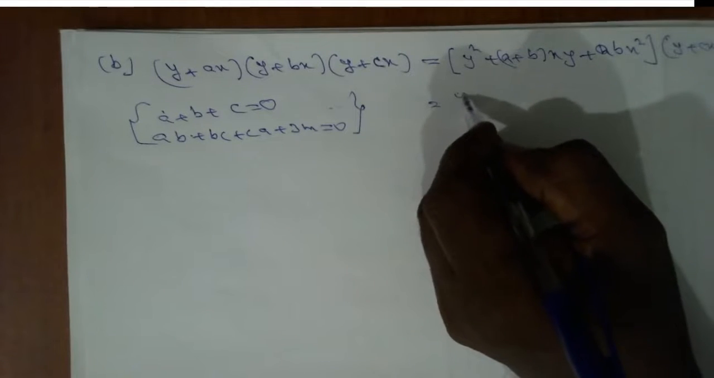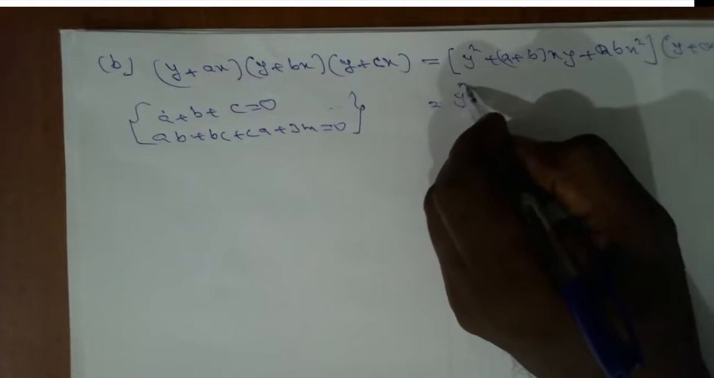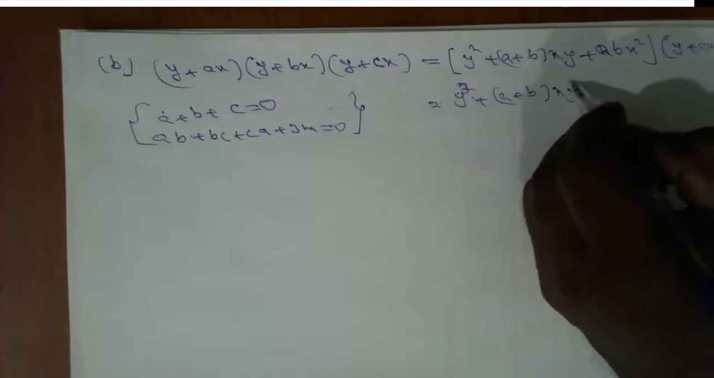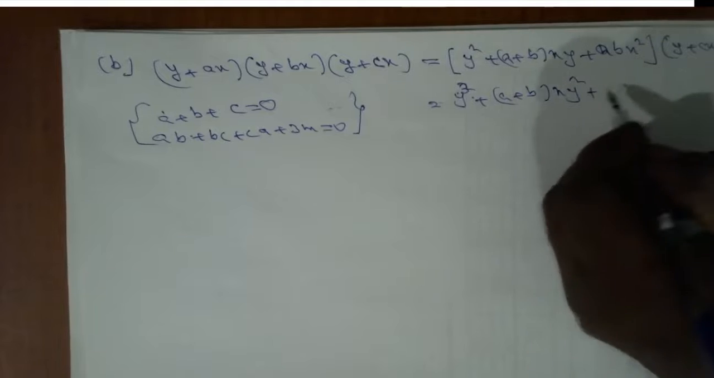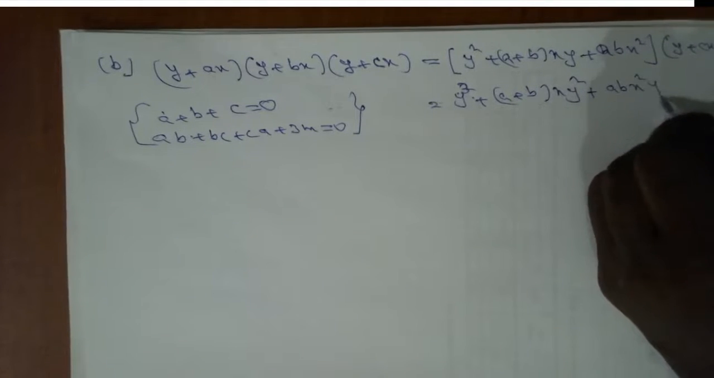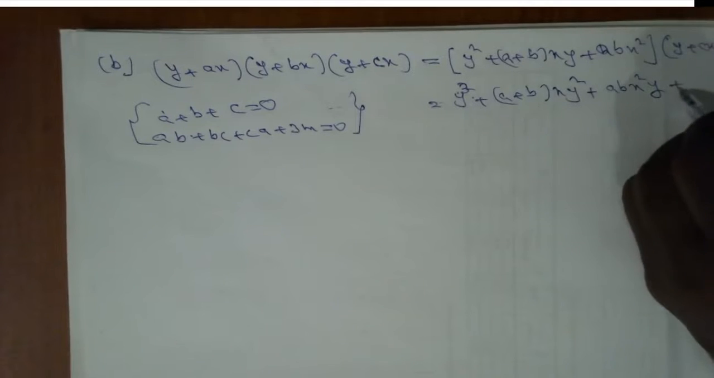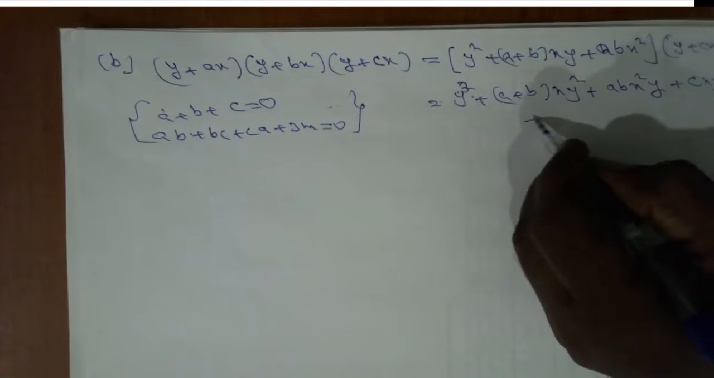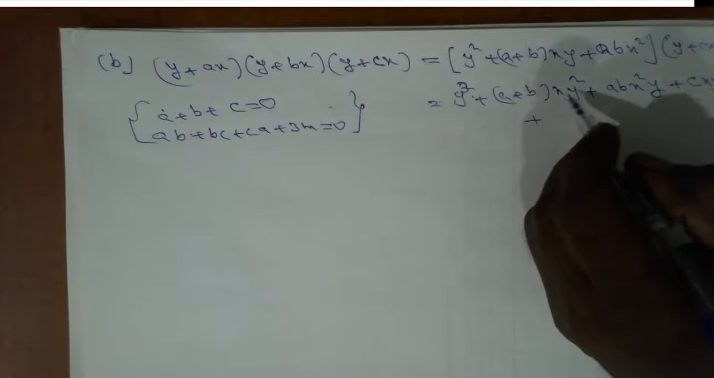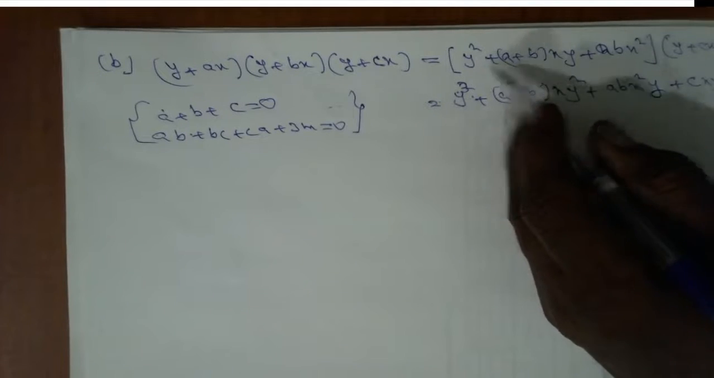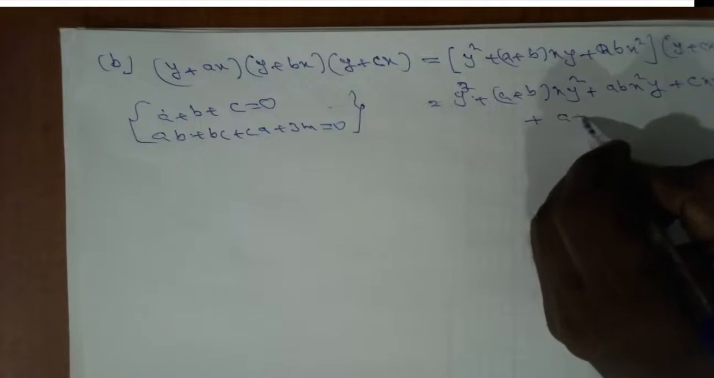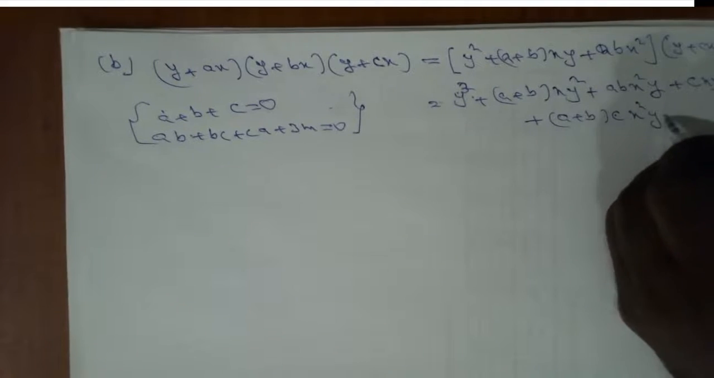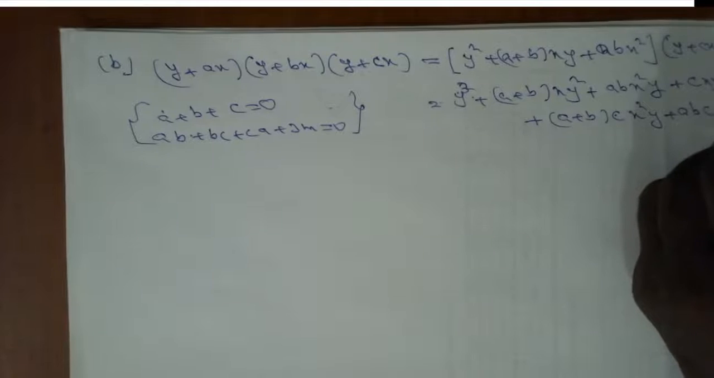So y squared times y is y cube, plus (a plus b) times xy squared, plus ab x squared y, plus cxy squared, plus (a plus b) times c times cx squared y... plus abc x cube.